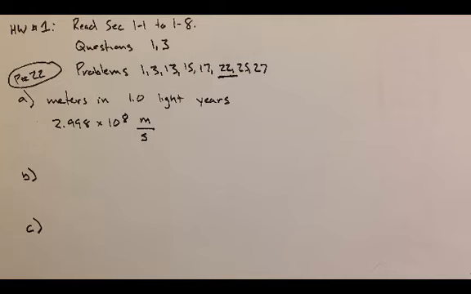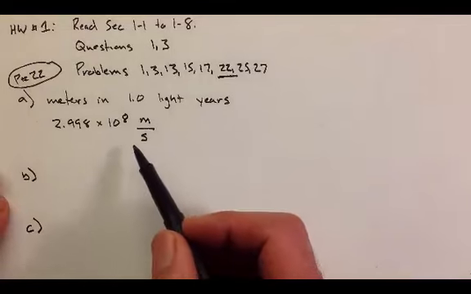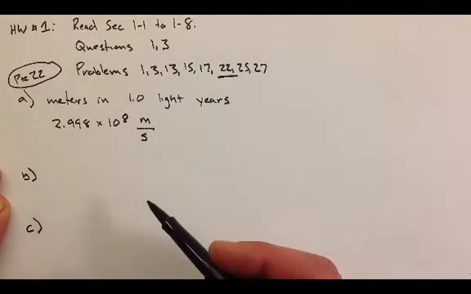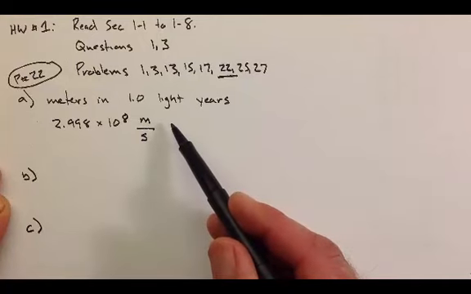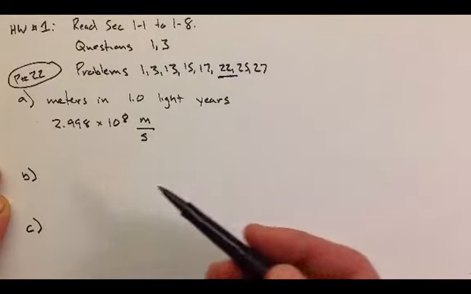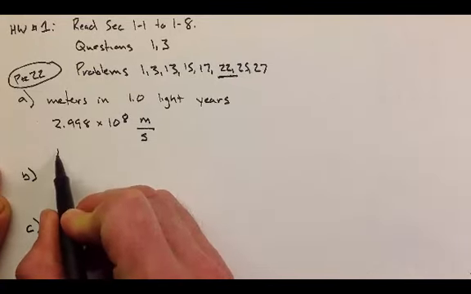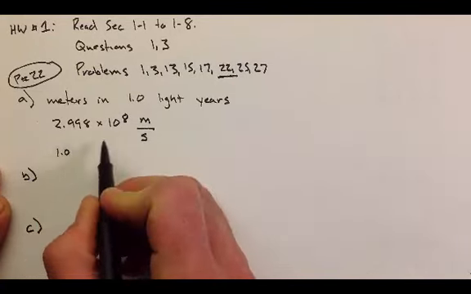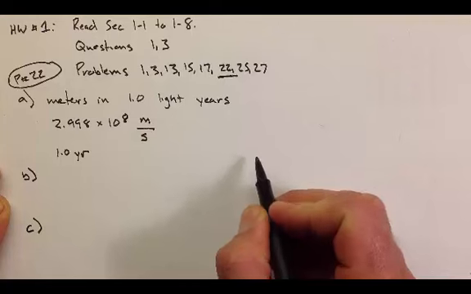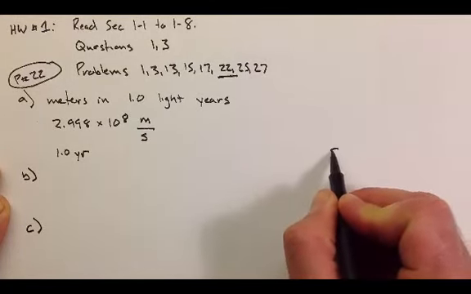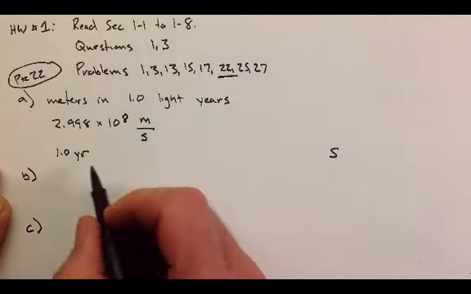We want to know how many meters light would travel in 1 full year. To figure that out, we're going to have to figure out how many seconds there are in 1 year, and then we'll multiply the number of seconds in 1 year times meters per second to figure out how many meters are in a light year. So I'm going to start by writing down what I know. I know that light travels a certain distance in 1 year, and I want to know how many seconds this is. So I'm going to write that over here.